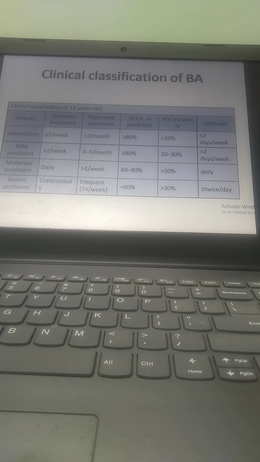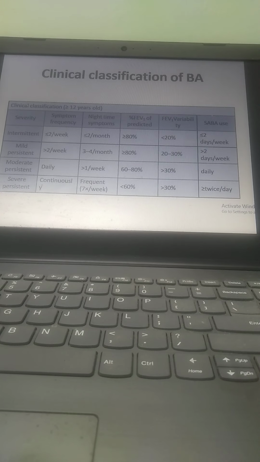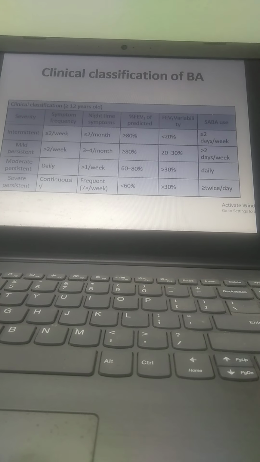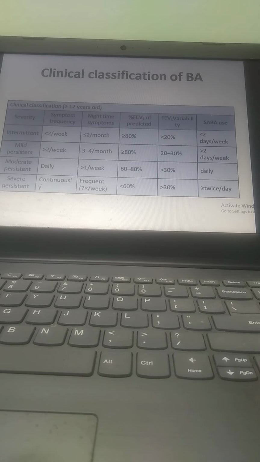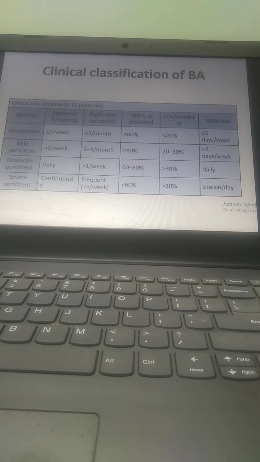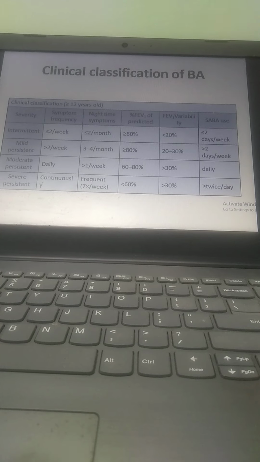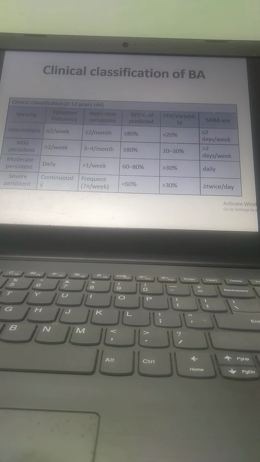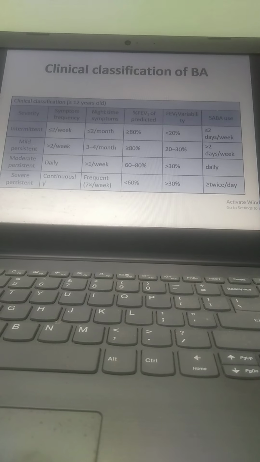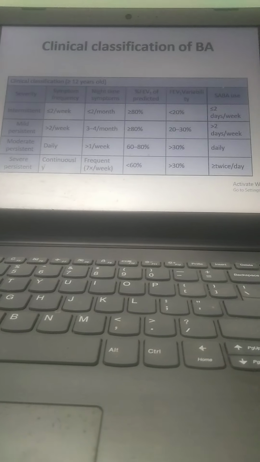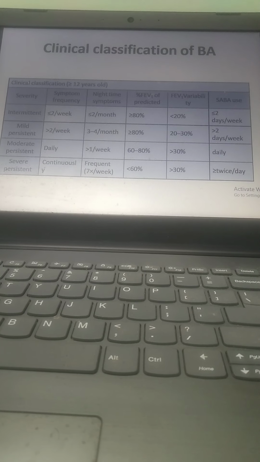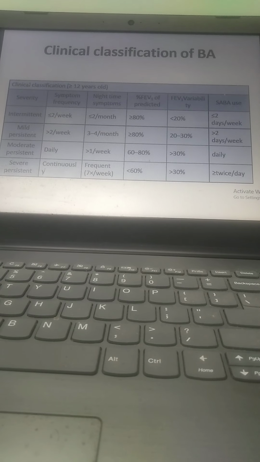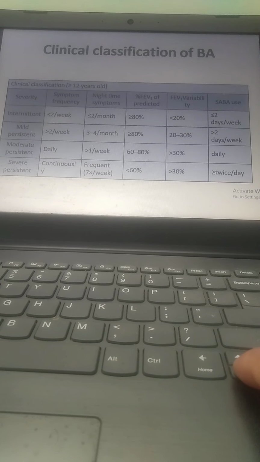Then we have use of SABA, short-acting beta agonists, 2 days or less per week. And more than 2 days per week is mild persistent. Daily is moderate persistent, and twice per day or more is severe persistent. So it depends upon the FEV1. This is one of the markers which shows the variability, and because of that we have SABA use, meaning short-acting beta agonists, like terbutaline or salbutamol.